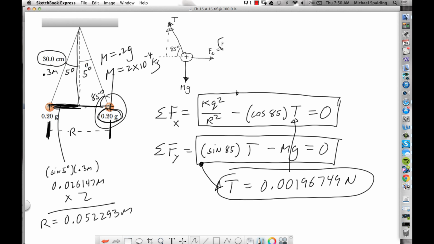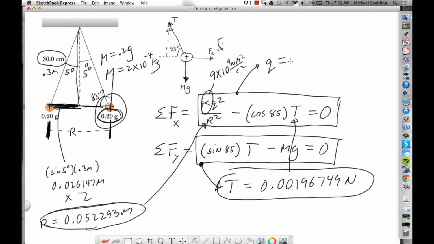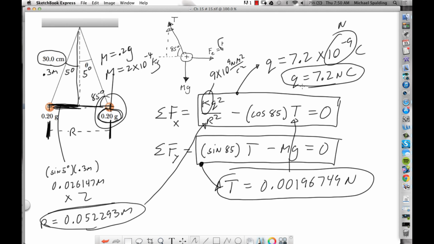Okay, so take this equation, plug in T, we got r, here's your r right here, plug that in there. k is 9 times 10 to the 9th newton meter squared over coulomb squared. When you do the algebra, I'm going to leave the algebra out. You guys don't need to watch me do algebra. Solve the algebra. The answer comes out as 7.2 times 10 to the negative 9 coulombs. Now what's 10 to the negative 9? Nano. So the answer in the back of the book, they say 7.2 nanocoulombs. Nano is times 10 to the negative 9.